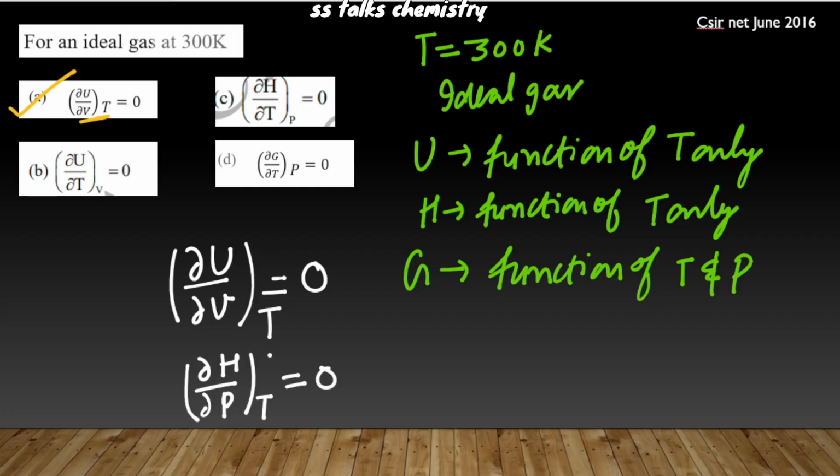So here again, del H by del T is not going to be equal to 0, but del H by del P at constant temperature will be 0. Right. So this is the one. Now internal energy with respect to temperature, again I said it is not going to be equal to 0. Del G that you are having is a function of the temperature and the pressure both, so this again won't be equal to 0. Okay. So option A only is the right answer in this.